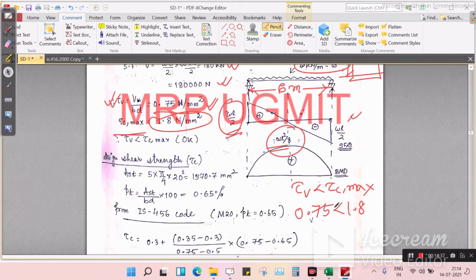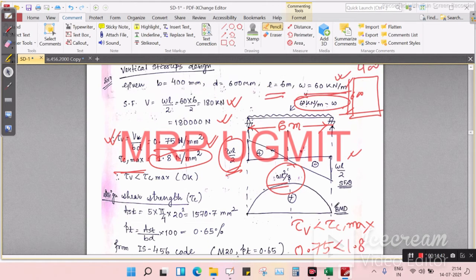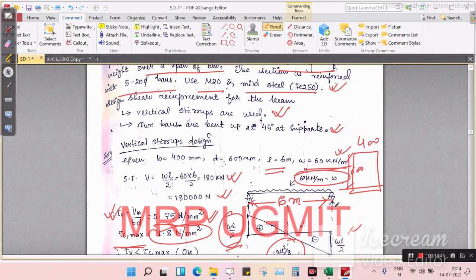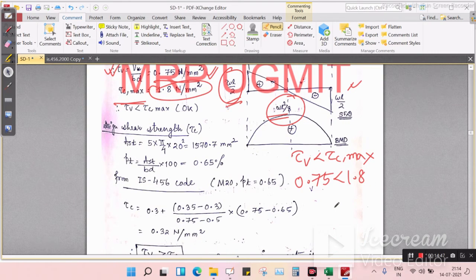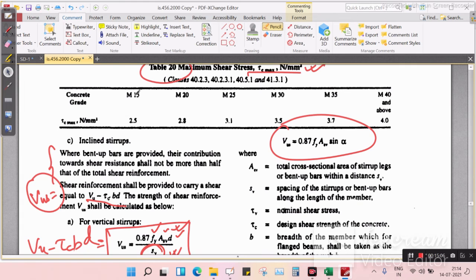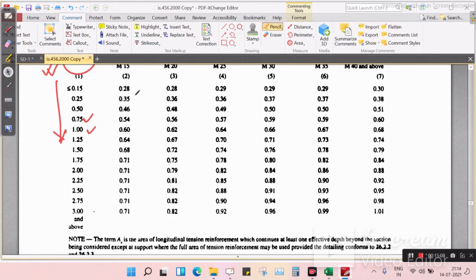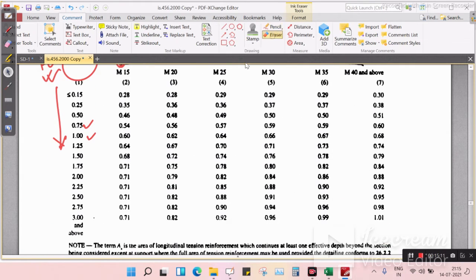We will find out tau C now. Area of steel: how many bars have been used here? Five numbers of 20 mm diameter bars. So the area of steel is 5 into pi by 4 into 20 square, that is 1570.7 mm square. So the percentage of steel from the formula AST by BD into 100 is equal to 0.65 percent. As there is nothing like 0.65 in the table, you can see here, let me show you.